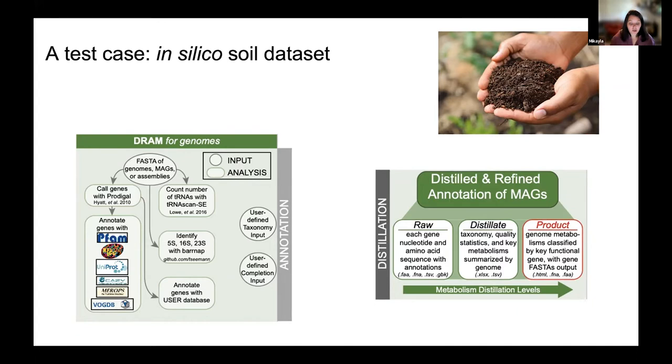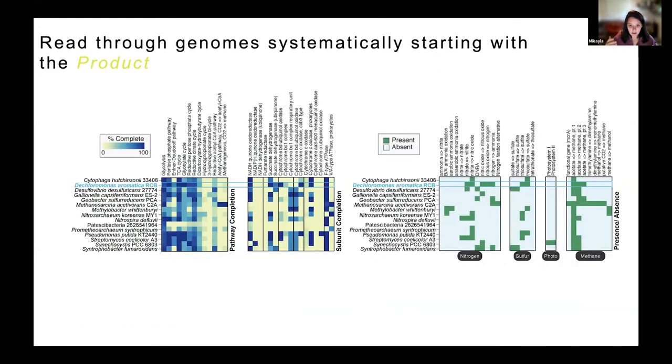And so to go through the 15 soil genomes that we chose, we will work backwards through the distillation levels, starting with the most refined product. One of the reasons for this is that you can look at this product and start to infer what your genomes are doing right away. And so the product is what I'm showing you here.